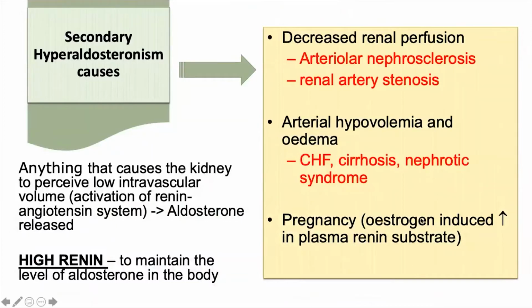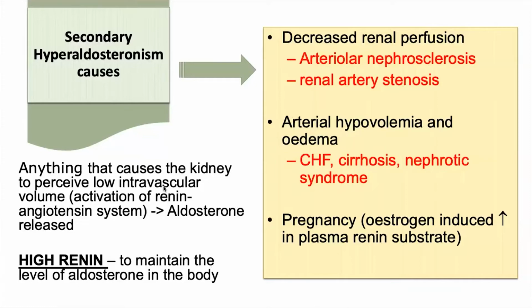The secondary hyperaldosteronism is caused by anything that makes the body perceive that there is low intravascular volume. For example, decreased renal perfusion or arterial hypovolemia, like in congestive heart failure, cirrhotic liver, or in fact in pregnancy. The estrogen will induce the plasma renin substrate. In this case, the body will produce a high renin that causes a further increase in the level of aldosterone. We call it secondary hyperaldosteronism.